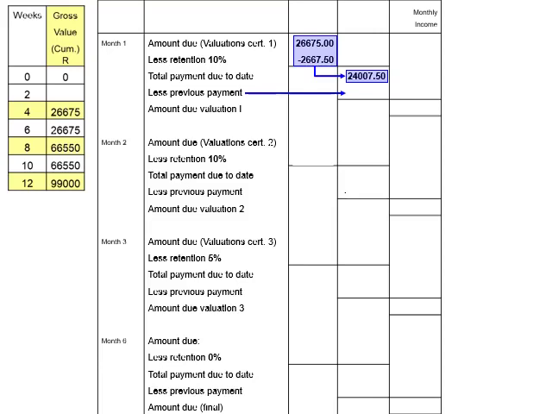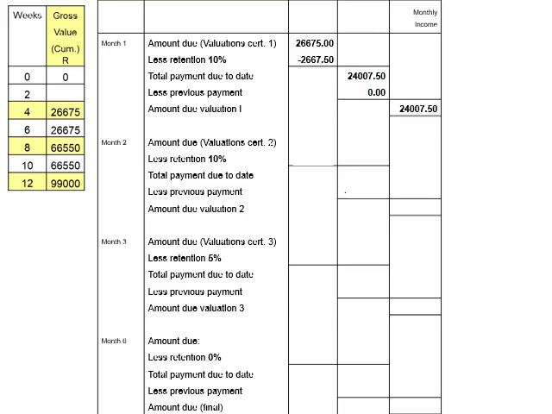The amount to be recorded is, therefore, 0. You can now continue to calculate the single amount due for valuation 1, by deducting the previous payments, which, at this stage is 0 from 24,007 Rand and 50 cents. The amount due for valuation 1 is thus, 24,007 Rand and 50 cents. The calculation for month 2 will be as follows.